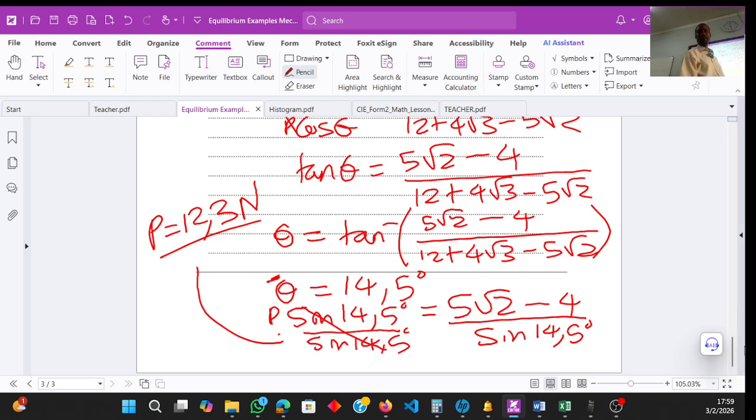I hope you found this one interesting, but it looks like the themes are similar. We are bouncing around the identity tan theta being equal to sine theta over cos theta.